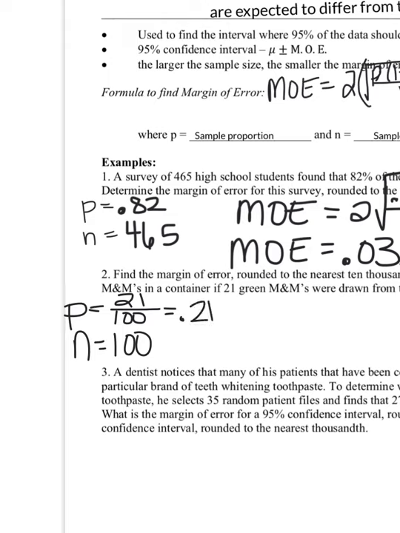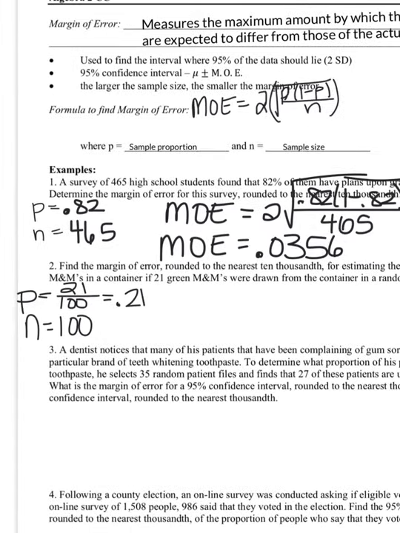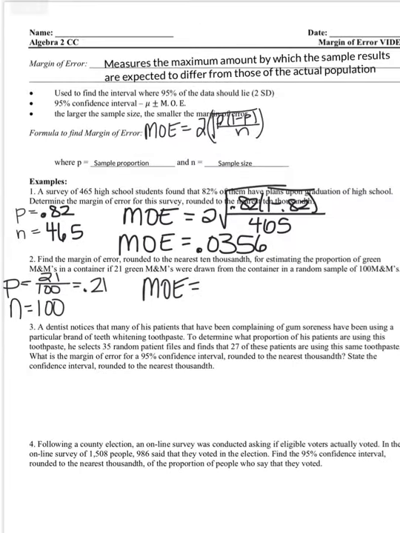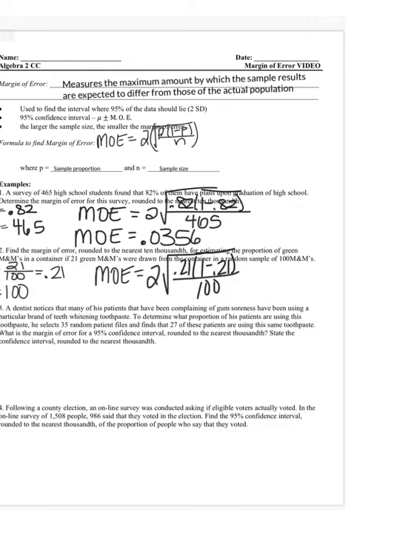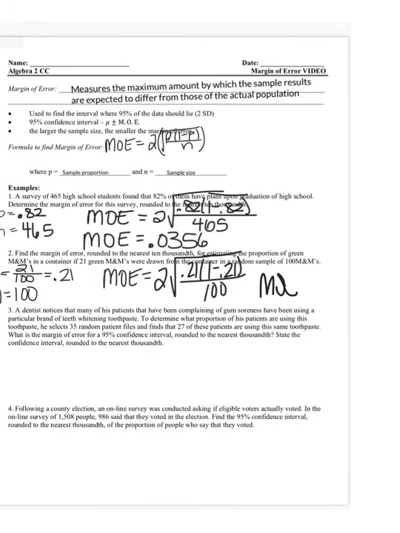What I suggest you do with the proportion, because in a second they're going to get messy, see if you can write it as a decimal, but if it's too long, then just keep it as the fraction. I know it looks ugly, but it's fine. So your margin of error, we're just finding the margin of error, is 2 times the square root of 0.21 times 1 minus P divided by N. We're rounding to the nearest 10,000th, which is 4 decimals. 0.0815 is your margin of error.